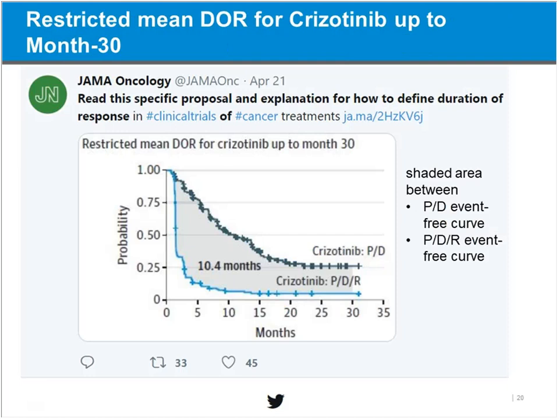Here's a graphical example of restricted mean duration of response. This is a tweet by Immuno-Oncology posted on Twitter after the paper was published online, illustrating the mean duration of response for crizotinib up to 30 months in first-line ALK-positive non-small cell lung cancer. The shaded area between the PFS curve and the progression, death, response event-free curve of crizotinib is the mean duration of response in the ITT population by definition.